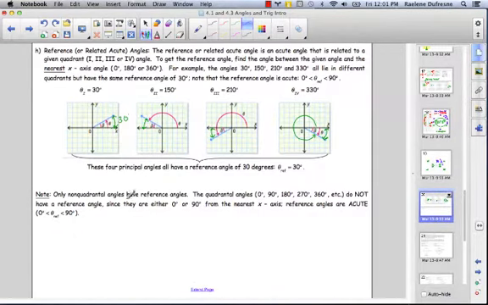Angles that lie on an axis, like 0 degrees, 90 degrees, 180 degrees, 270 degrees, etc., do not have a reference angle because they are either on the x-axis, which means they are 0 degrees away, or they are on the y-axis, which means they are 90 degrees away. And the reference angle has to be an acute angle, which means between 0 and 90 degrees and not equal to 0 degrees or 90 degrees. So only non-quadrantal angles that lie in the quadrants have reference angles.